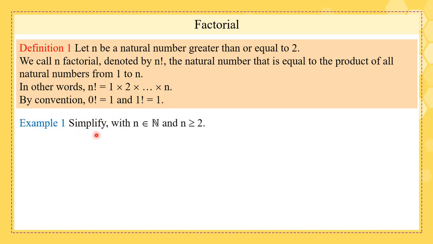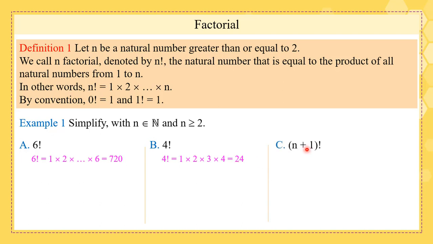Let's see the first example. We need to simplify 6 factorial. This is in fact the product of all natural numbers from 1 to 6, which is 720. This is also 1 times 2 times 3 times 4, which is 24. And if I want n plus 1 factorial, this would be 1 times 2 times 3 times 4 and so on up to n plus 1. So we stop at n plus 1.